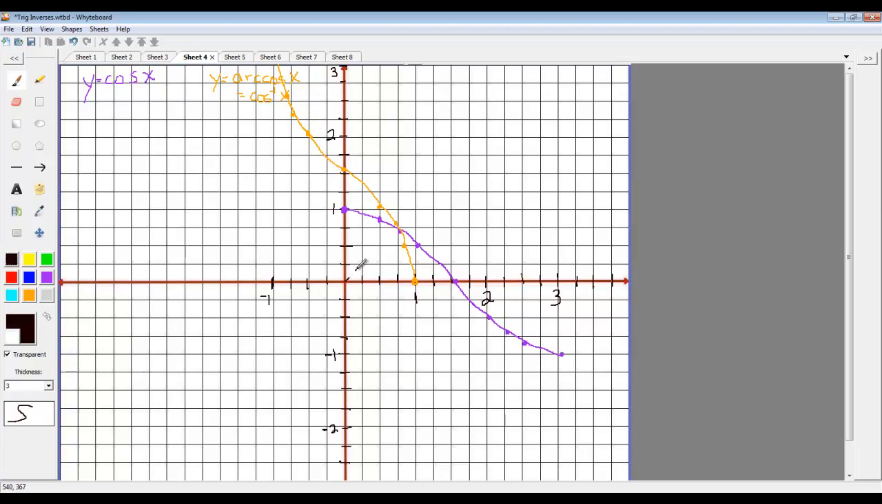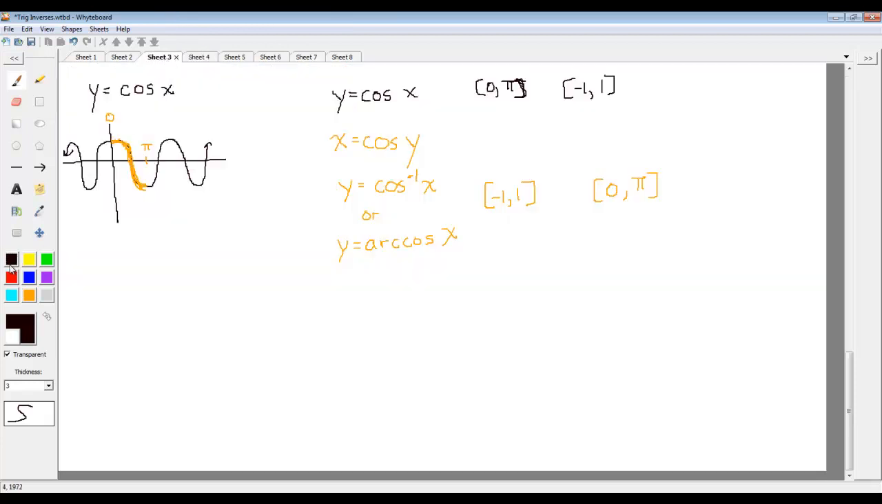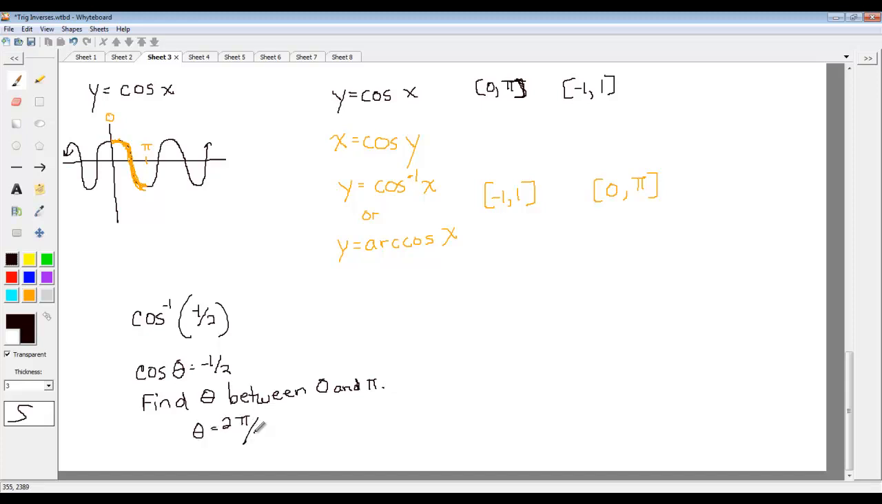And notice again that if you look at the line y equals x, you got symmetry. If you reflect the orange one across y equals x, you got the purple one, or vice versa. So there's your arc cosine. Alright, so where could this be used? Well, if you have to find the inverse cosine of -1/2, then you're looking at cosine of some theta equals -1/2, but you're finding theta from 0 to pi. So in this case, the theta that fits that would be 2 pi over 3. And now you've been able to answer that question.